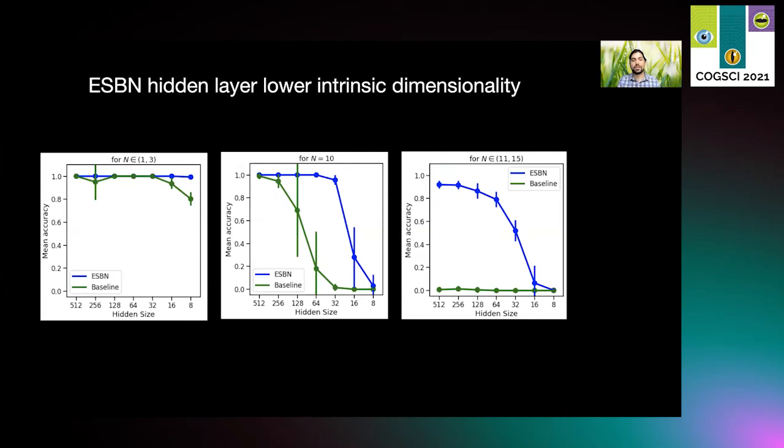Finally, we can ask, can the ESBN network get away with a lower capacity? Because one signature of systematic representations is that they're lower dimensional. And so we do see that. So for example, for n equals 10, let's say the size of the hidden layer is decreased all the way until it's only 32 units. At that point, the mean accuracy of the ESBN network is still high, while the LSTM baseline struggles. And all that to say is that the LSTM baseline is probably entangling a lot of variables and overfitting, and therefore needs more capacity to do that.